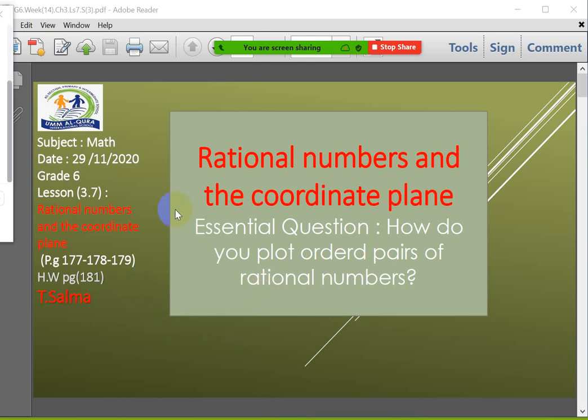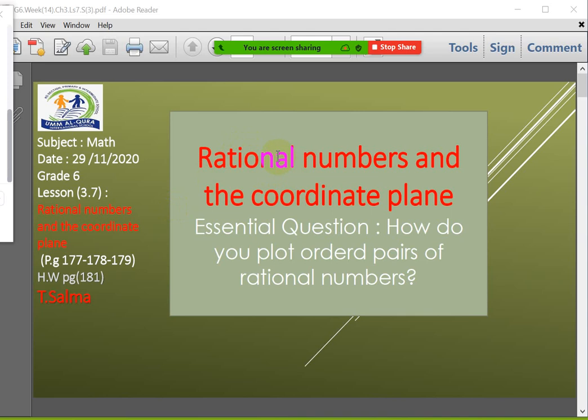Okay girls, so today we will talk about rational numbers and the coordinate plane. We will learn a new idea today, a new lesson. So please, I want you to focus with me, please. How do you plot ordered pairs of rational numbers on the number line or on the coordinate plane?